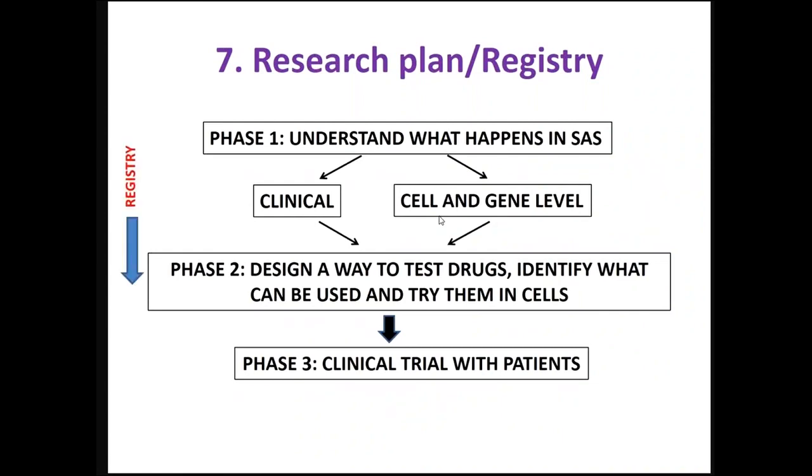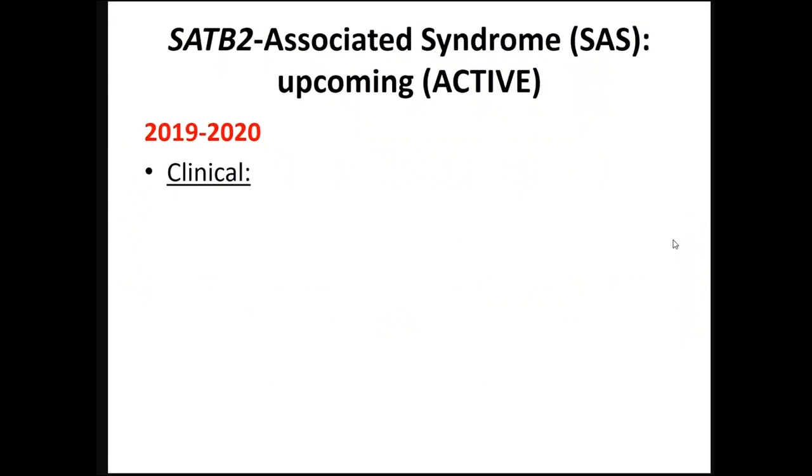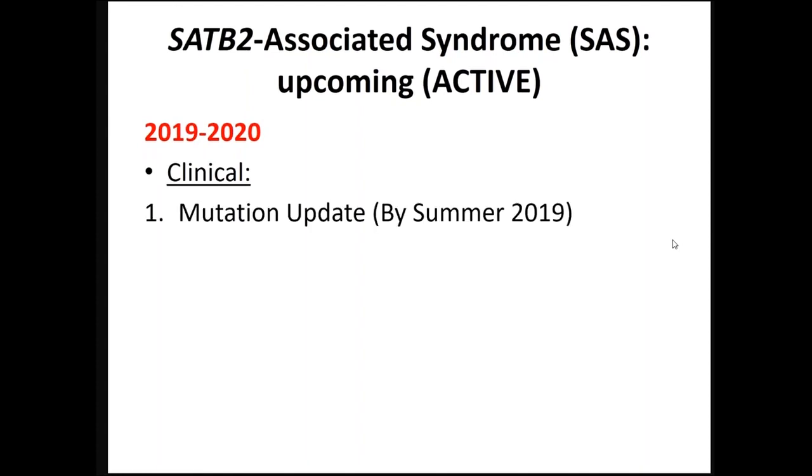So the registry part of it, which is hosted here by me, is aimed at looking at this side of the equation, and then on this side, for the cells and the gene level, we collect samples, and we have done that over the years, trying to understand what happens with the same intention. So as far as what is actively happening that I'm aware of, at least on my side, on the clinical side, we had the mutation update paper.